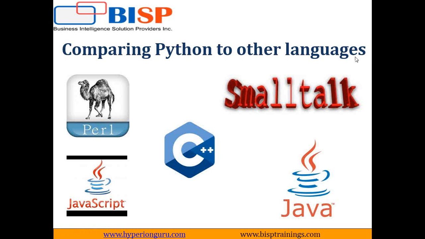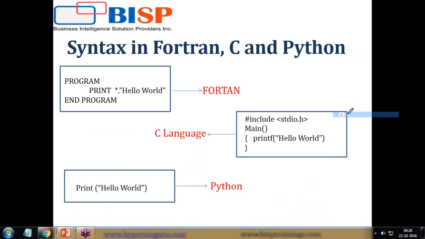Let's have a look at how we can write programs. If I want to simply print a message in Fortran, C language, or Python, how does it look? For example, in Fortran, I just want to print the message hello world. But to print a simple message, we need to start with program, end program, and then use a print statement. So three statements need to be written. And if the indentation goes wrong, or if we miss any of these, it will throw an error message.